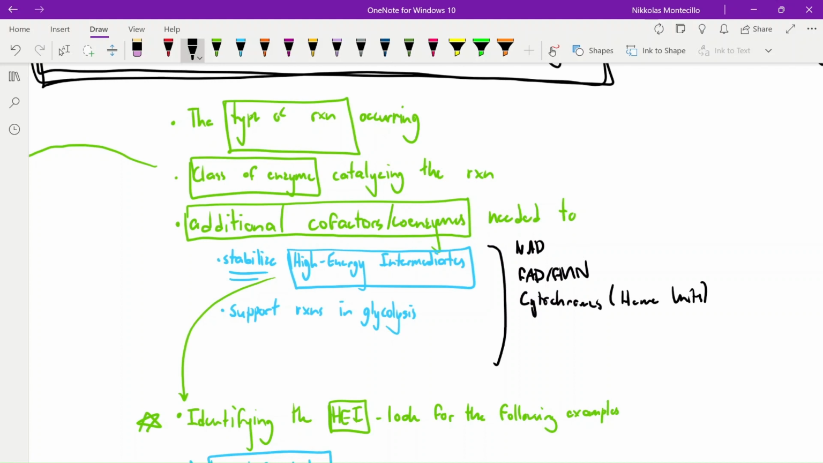There's quinones, and then iron sulfur proteins. Okay, these are all electron carriers, but in terms of glycolysis, I believe that the only electron carrier that we really have to be concerned about is NAD. Okay.